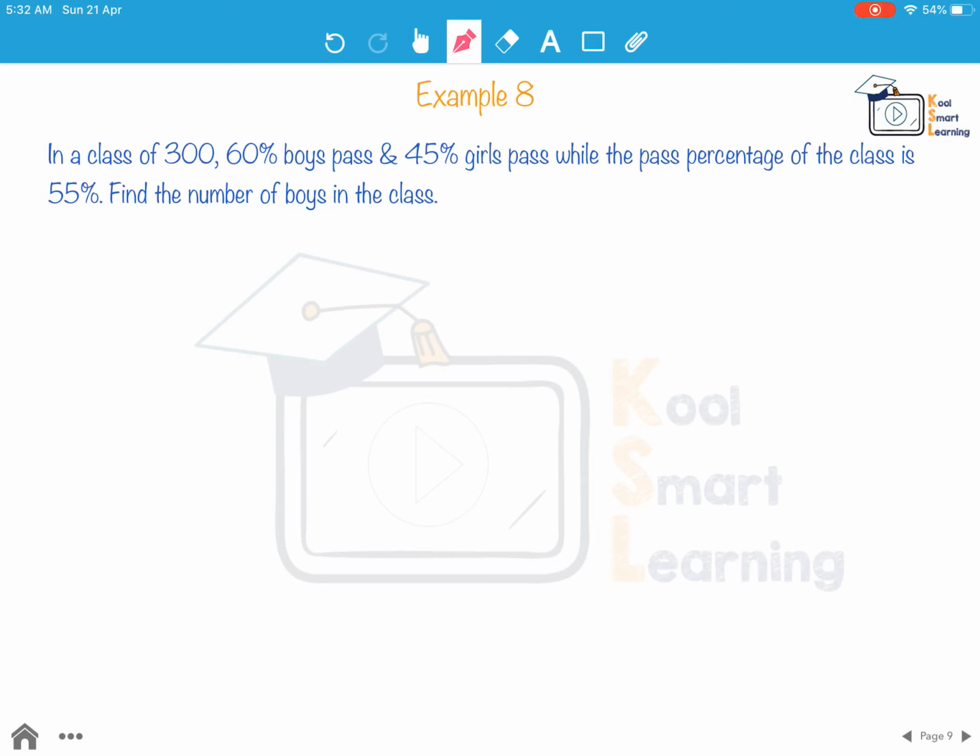Moving on to the 8th example. In a class of 300, 60% of boys pass and 45% of girls pass, while the total pass percentage of the class is given as 55%. We need to find the number of boys in the class. Again, we'll use the rule of allegation here. So 60% of boys pass, 45% of girls pass, but the net result is that 55% of the students pass.